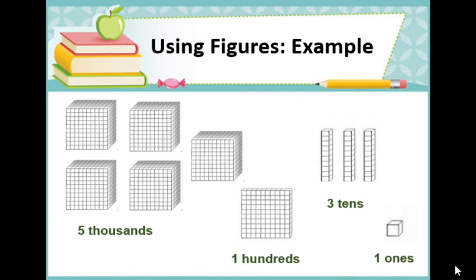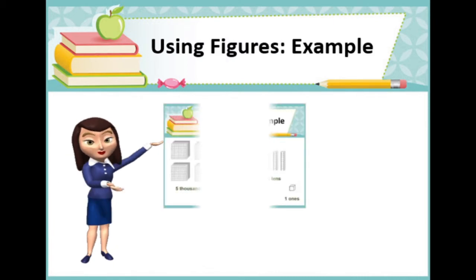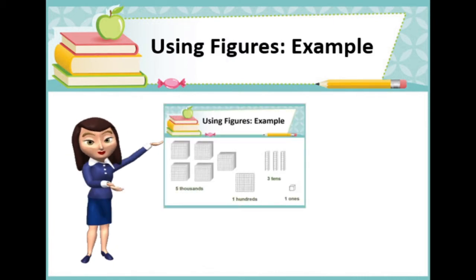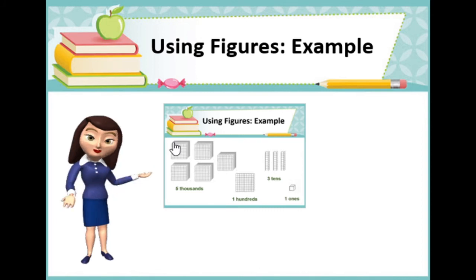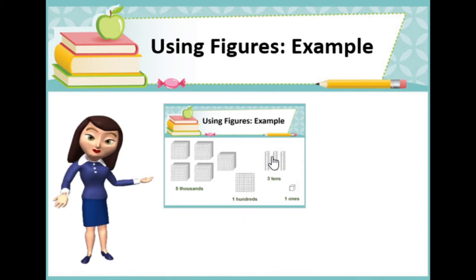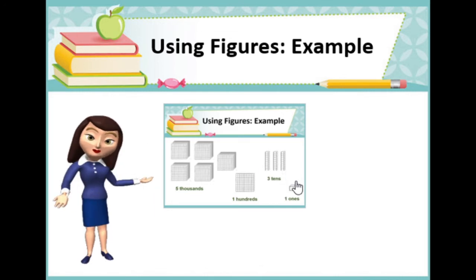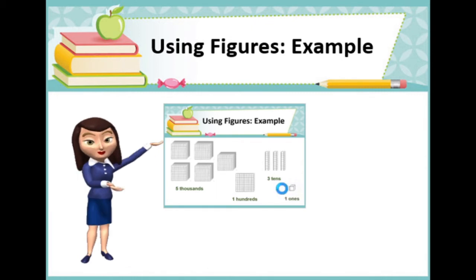Now, let's try to see how we are going to use these figures in order to read, write, and say numbers ranging from 100,000 or less. Okay, look at this. Let's take a look at the previous slide. So this is what the previous slide looks like. How many thousands? 5. Very good. How many hundreds? 1. How many tens? 3. How many ones? 1.